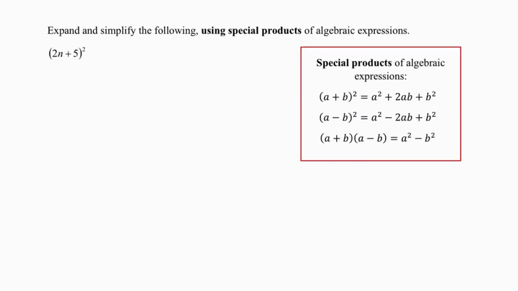Hello everyone, for this particular question, we are required to use the special product to solve this question. I see a plus, I'm going to go to the plus formula. And the first thing is, this will be my A. So notice later, I will substitute all the A with 2n. This will be my B. I will substitute all the B with 5. And therefore, this is what you should see later on.